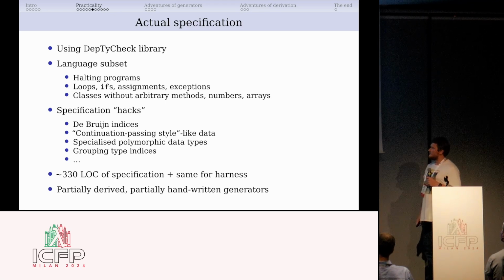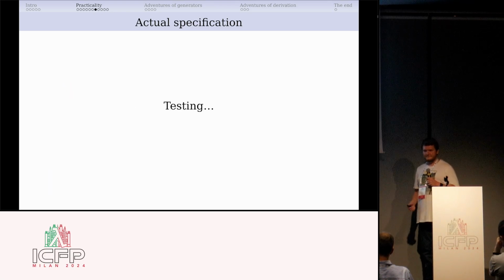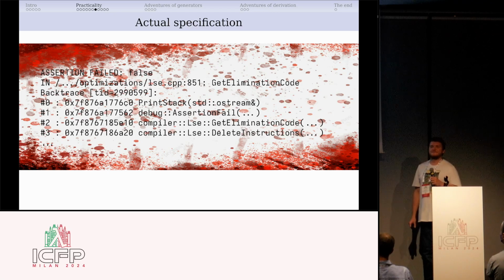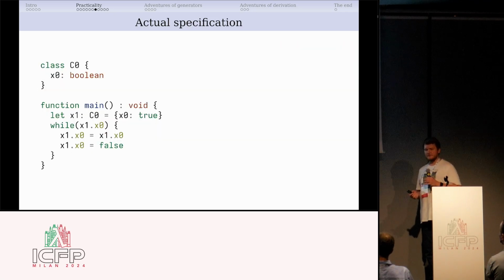And for some technical reasons, we partially derived and partially handwrote generators, but the most significant part was actually derived. So what we found? We started generating these programs and checking our property, and suddenly we had a crash of a runtime. We shrunk the example, and we had the following code.